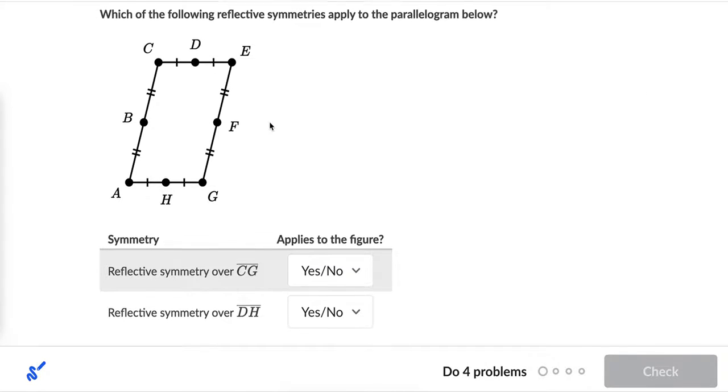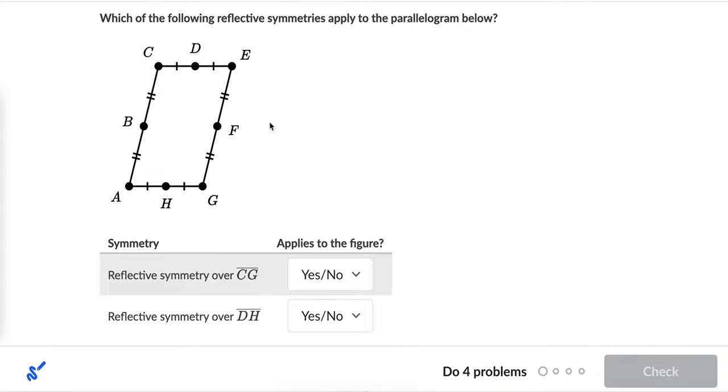Let's examine the parallelogram in terms of reflective symmetry. Reflective symmetry means that we have a line of symmetry, and the two sides of the line of symmetry are reflections of one another. So let's take a look first of all at the first choice here. Is this a reflective symmetry over the line segment CG? So let's create the line segment CG and let's examine that.